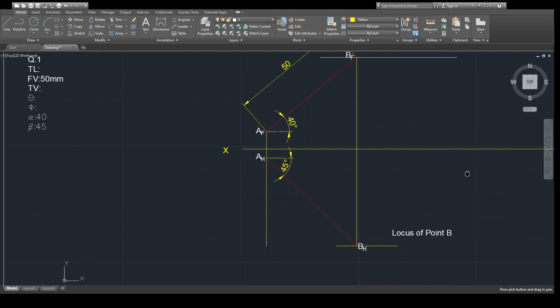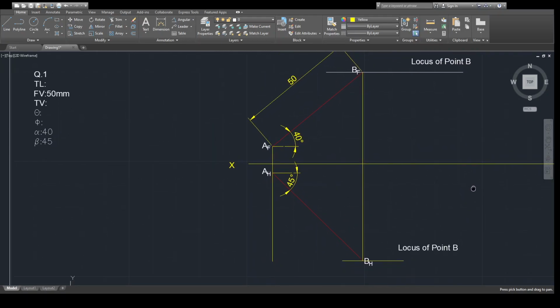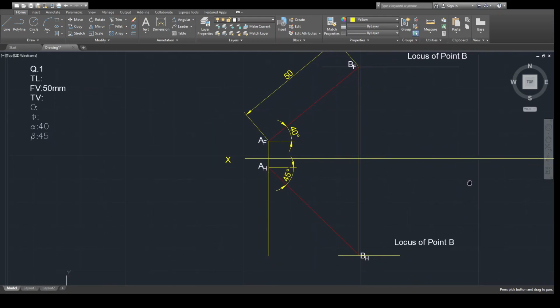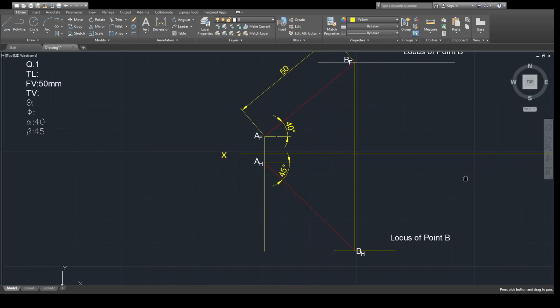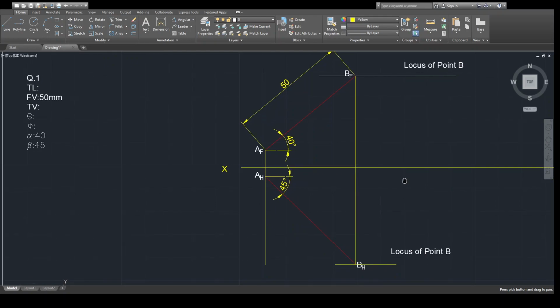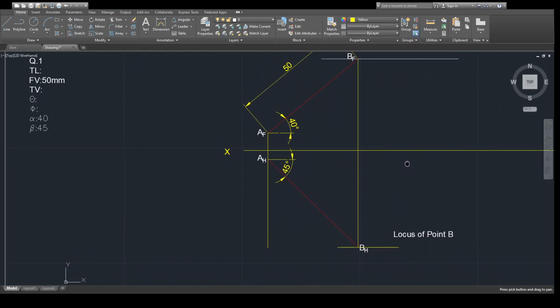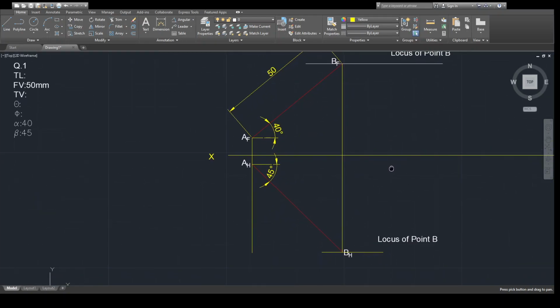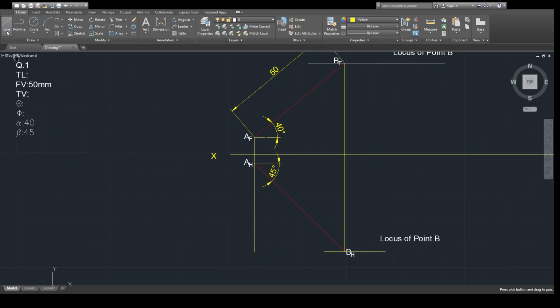Now what is the next? Front view length 50 mm over. Now we need to determine true length and true inclinations. So how to do that? I will extend this line, so this is the locus of point A and this is also the locus of point A. So locus of point B, locus of point A, locus of point B, locus of point A.